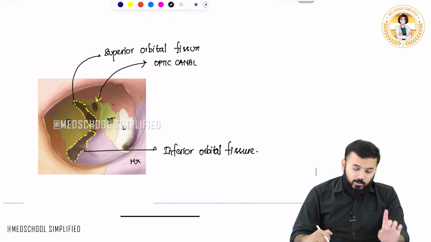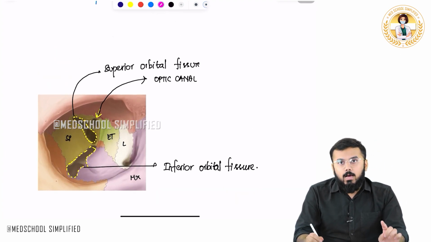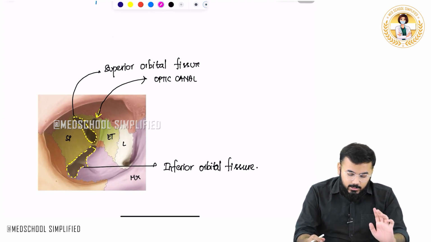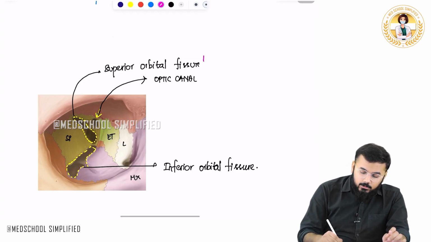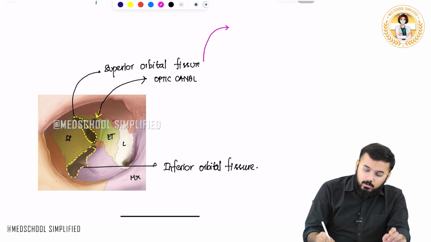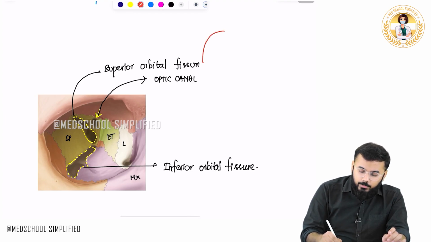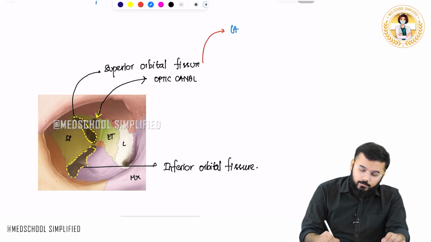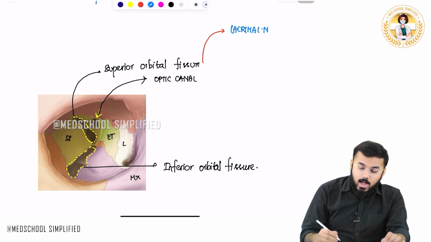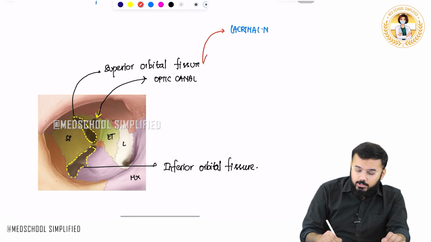Now, first what we shall do is let us see what are the structures that are passing through superior orbital fissure, then what are the structures that are passing through inferior orbital fissure. For example, the structures that are passing through superior orbital fissure are, the first one is the lacrimal nerve. After the lacrimal nerve, the next nerve which is passing all the way is your frontal nerve.